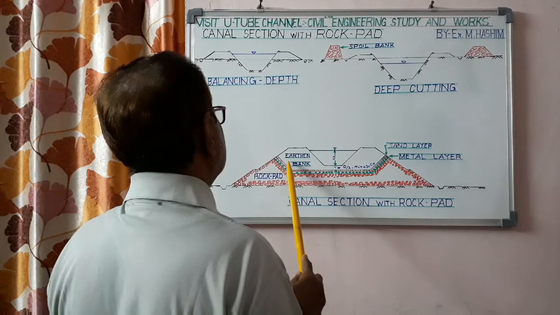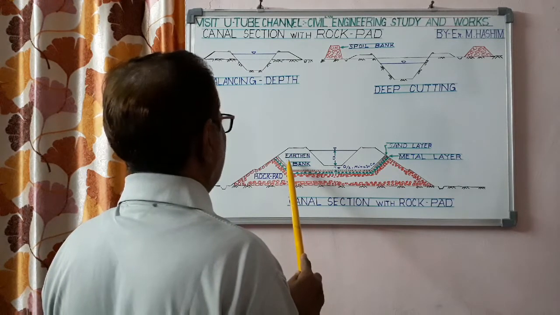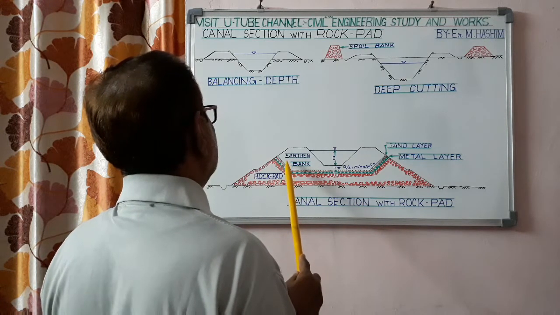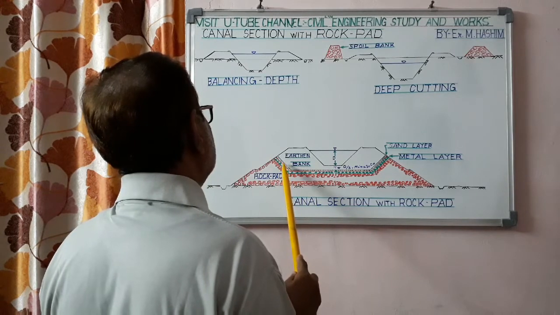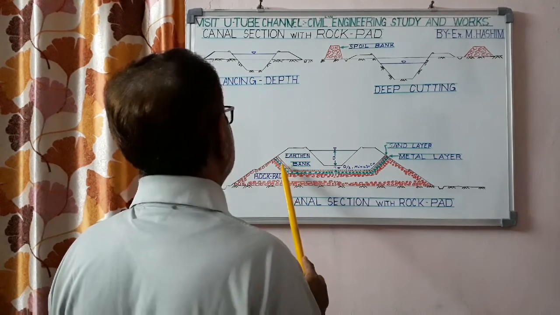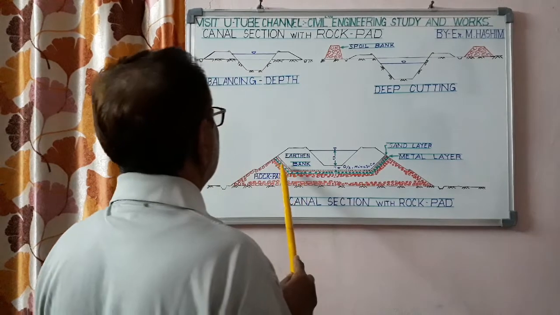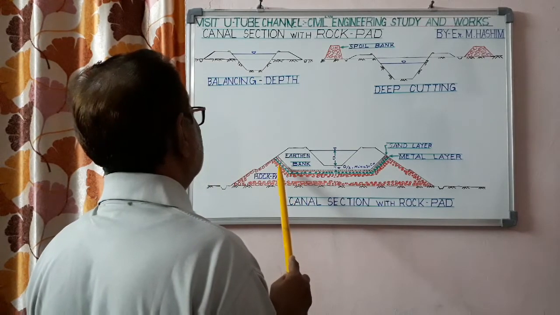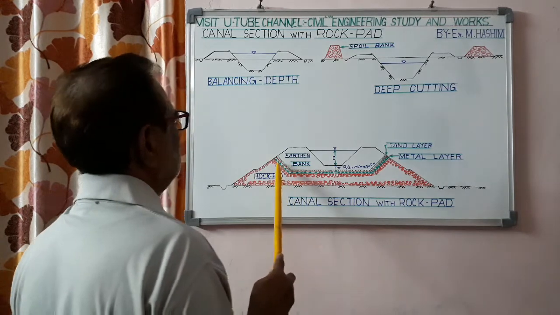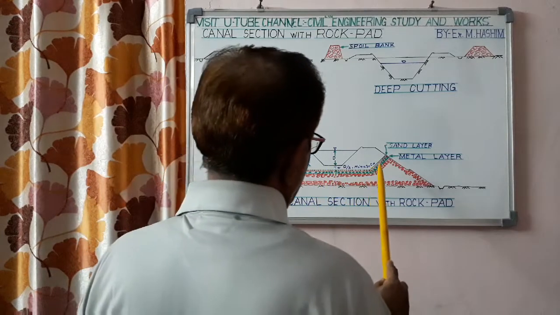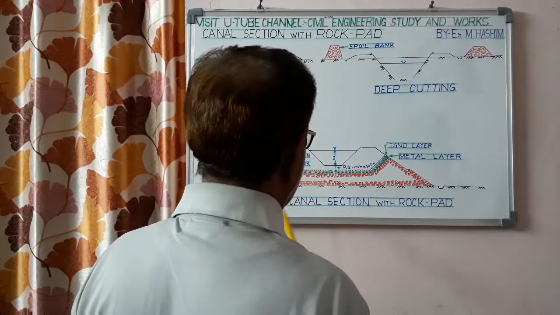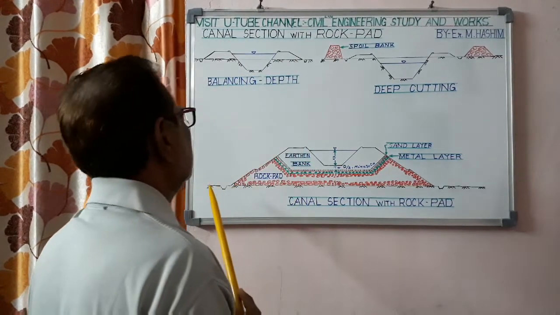So some filter criteria is adopted, and this sand particle should not pass through the voids of this metal layer. Only water should pass, and this metal should not pass through the voids of the boulder. This is a matter of design of a filter layer, which I will explain in some next lecture.